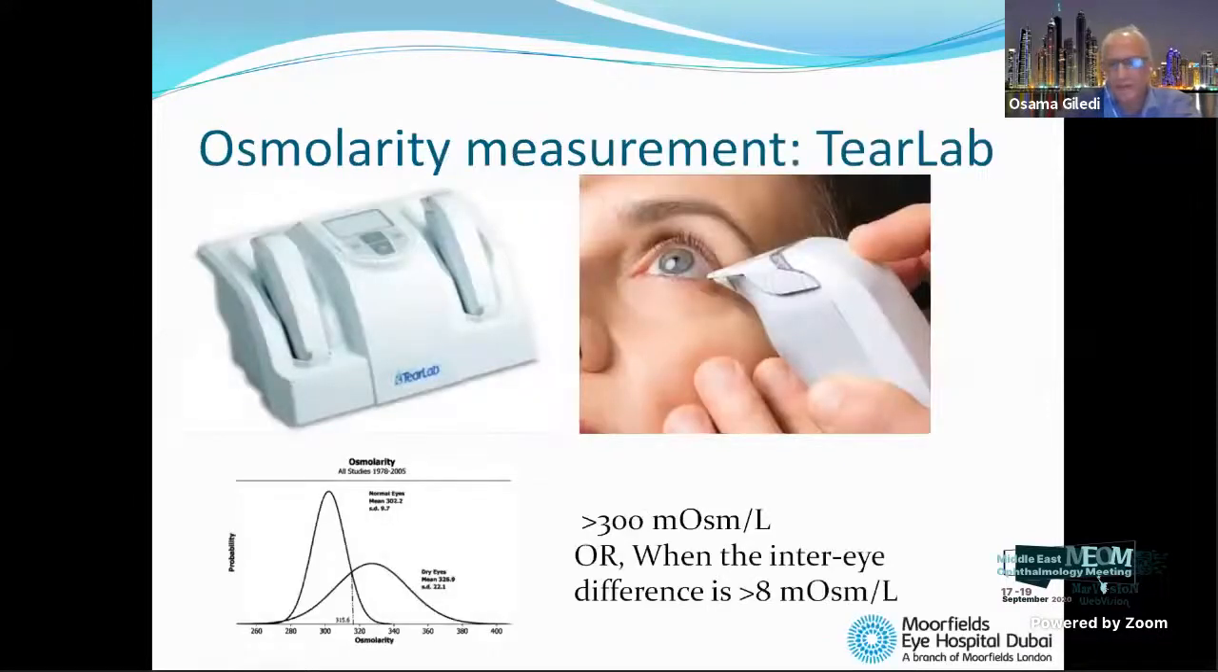The new test, osmolarity, is a very good way to assess if the patient has dry eye. You look at the osmolarity level of the tear film, and it's very important to compare both eyes. If there's a difference of around 8 between the two eyes, that's a sign of dry eye.